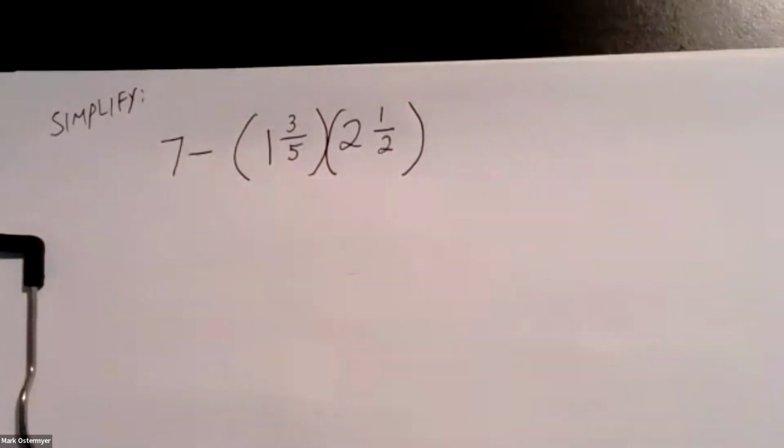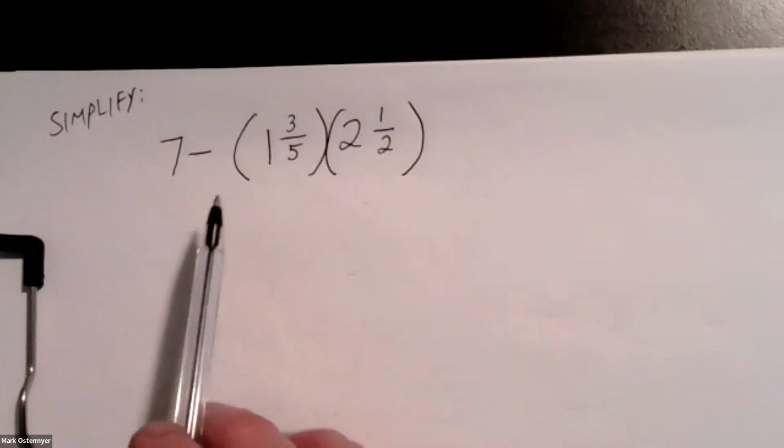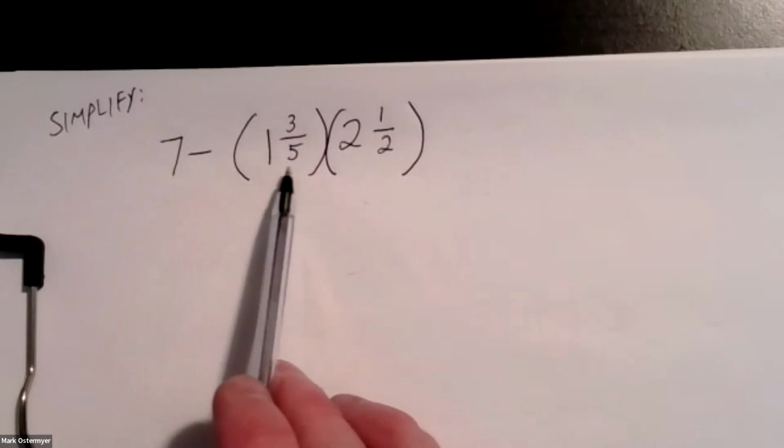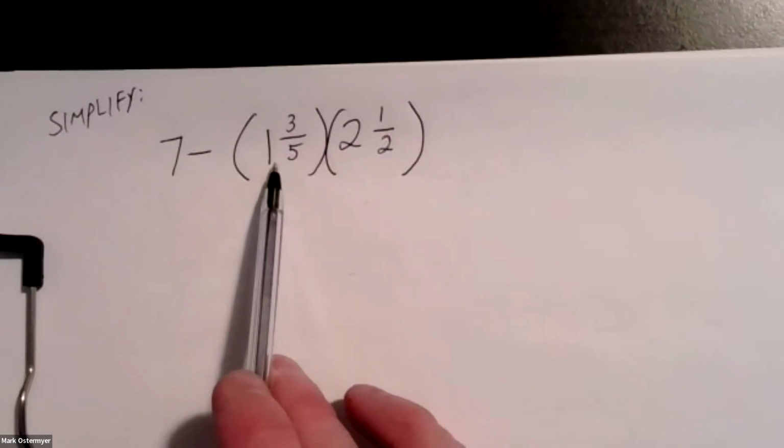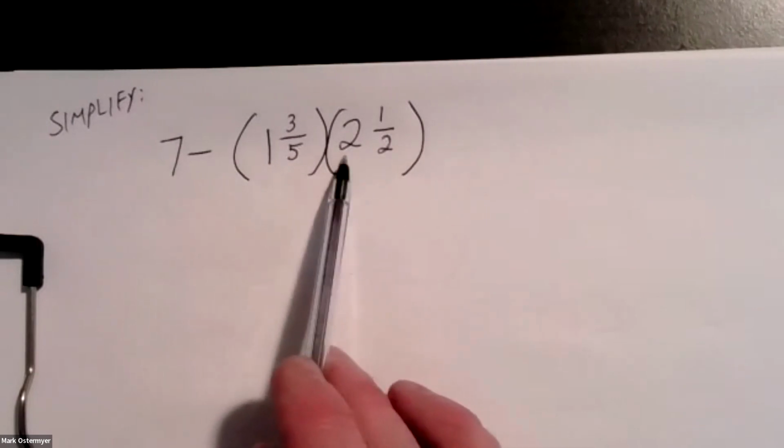Let's try to simplify this expression using our calculator. We want to take 7, subtract 1 3/5, and multiply that 1 3/5 by 2 1/2.